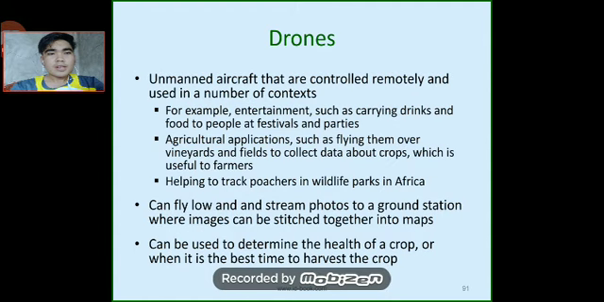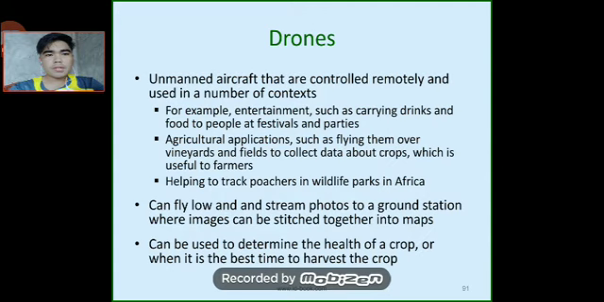Drones. Unmanned aircraft that are controlled remotely and used in a number of contexts. For example, entertainment such as carrying drinks, food and people, festivals and parties. Agricultural applications such as flying them over vineyards and fields to collect data about crops, which is useful to farmers. Helping to track poachers in wildlife parks in Africa.